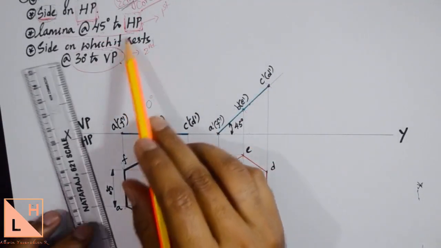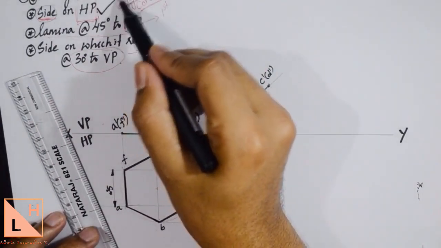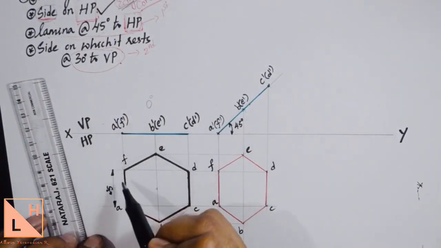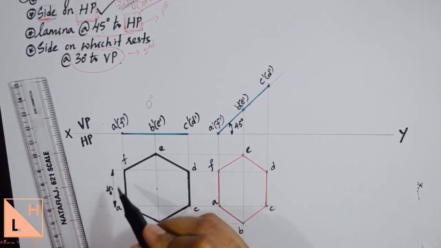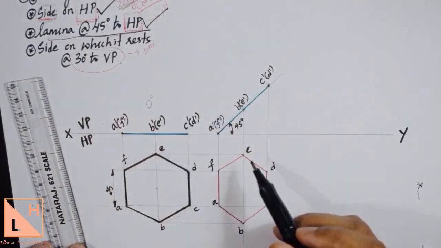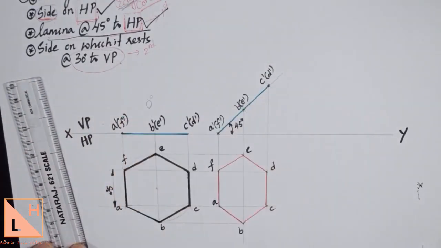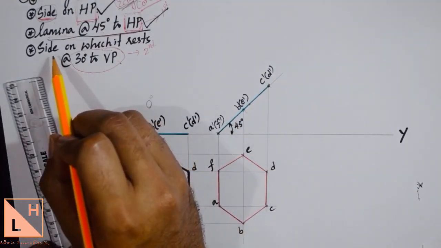We have inclined the lamina at 45 degrees, and if we have a checklist, we have drawn a hexagon. We have kept the side on HP such that one of the edges is on the left side, as you see here, and we have inclined the lamina at 45 degree to HP. Now we have only one condition left, that is 30 degree to VP. We'll do that by understanding the question in a much better way.